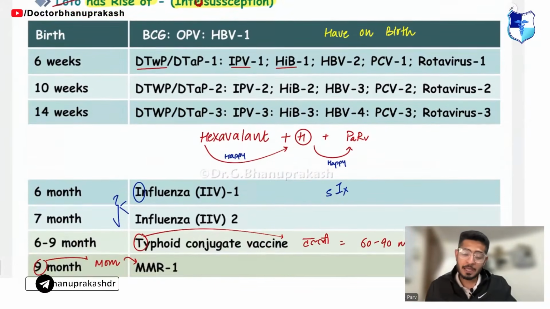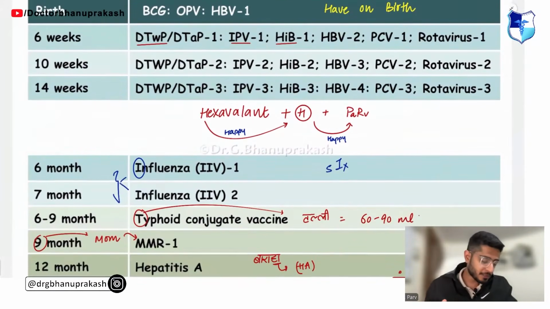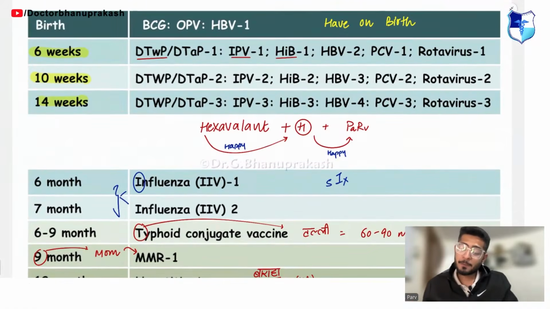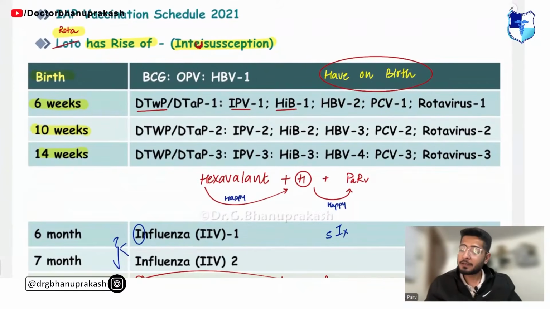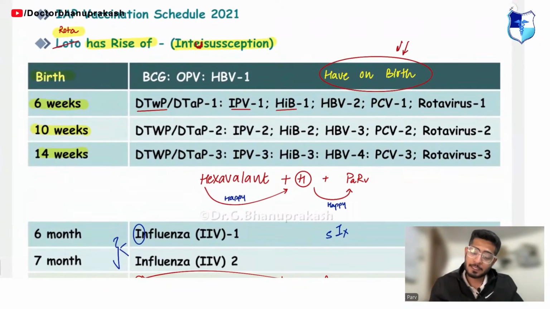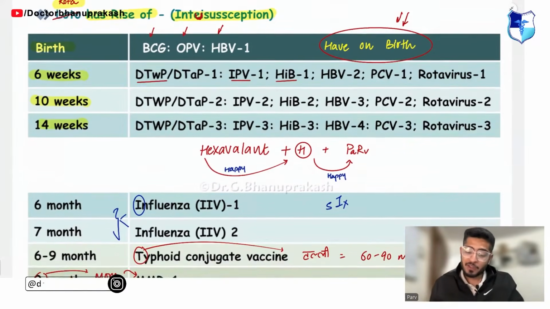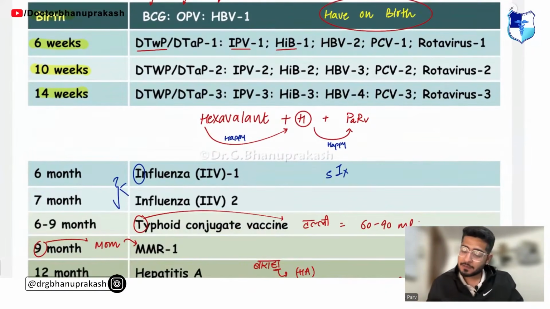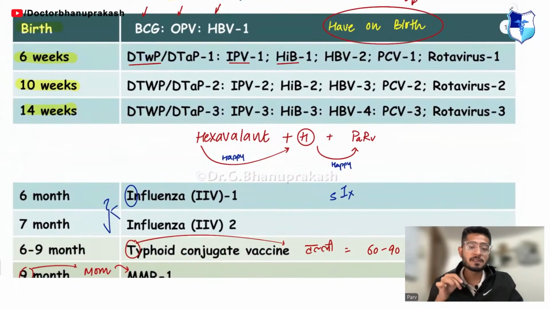Coming on to the rotavirus, which is something which is going to have a risk of intussusception. So just remember this. Now coming on to the important things. 6 weeks, 10 weeks and 14 weeks. Let's quickly understand these things. And birth: remember, the mnemonic for birth is HOB, "have on birth". H for HBV, O for OPV and B for BCG. Have on birth. 6 weeks, very simple. So 6 weeks, 10 weeks and 14 weeks, very simple. So you have to give hexavalent.